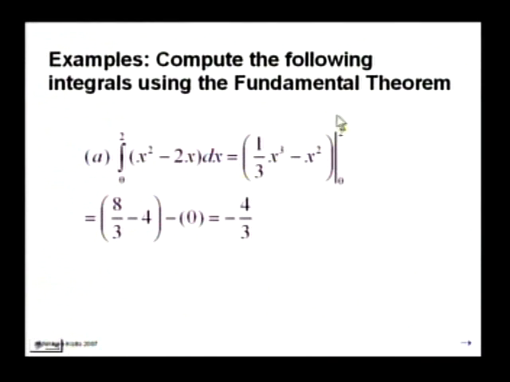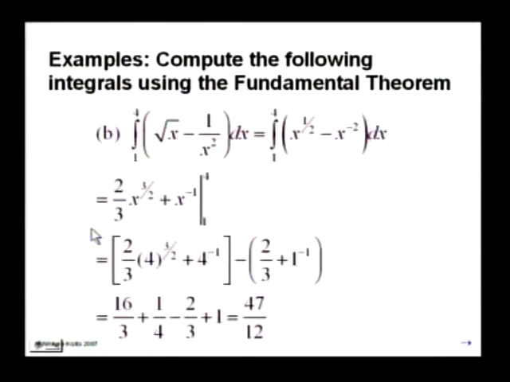So wherever there is x here, put 2, I get 8 over 3, minus 2 squared, which is 4, in bracket, minus, in big bracket, put 0, the lower bound now, wherever there is x, which is 0 cubed over 3, minus 0 squared, which is 0. So you have 0 here. If I simplify this expression, it's going to be this, minus 0, I end up with minus 4 over 3. So this is almost like area under the curve, or definite integral. That's fundamental theorem of calculus part 1.